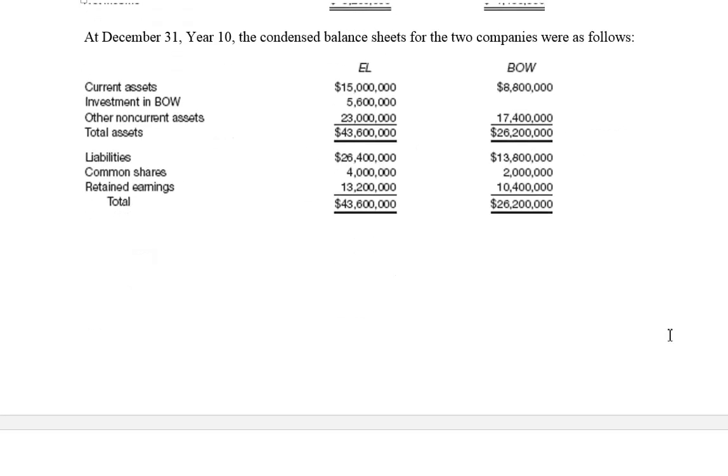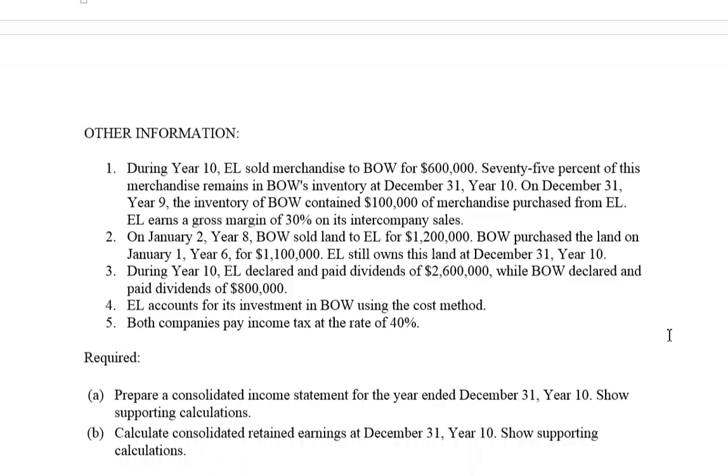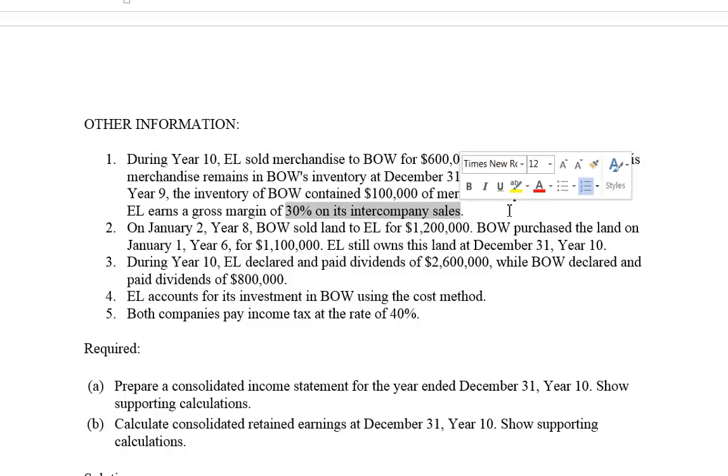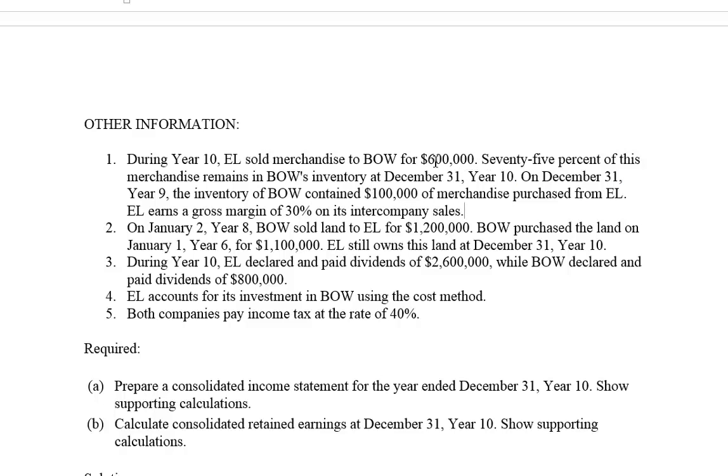So now, let's look at the additional information and see how we'll handle it. It says here that in the current year, year 10, the parent sold merchandise to Bo, the sub, for $600,000. However, 75% of that merchandise, or $450,000 worth of the stuff that the sub bought, hasn't been sold outside yet. It's still sitting in their inventory. Now, the issue with that is that the 75% they haven't sold of the $600,000 that they paid to buy the inventory has unrealized profit in it. How do we know? Because it says that L earns a gross margin of 30% on its intercompany sales. So 30% of the 75% of this $600,000, that's your profit, right? Now, that's in their ending inventory because it's a during year 10 item.